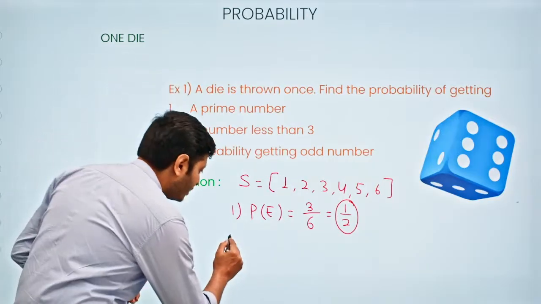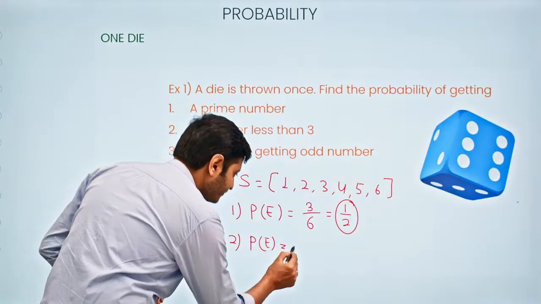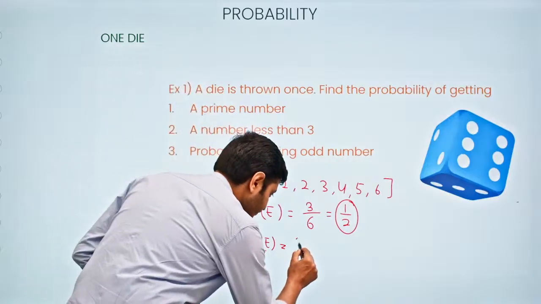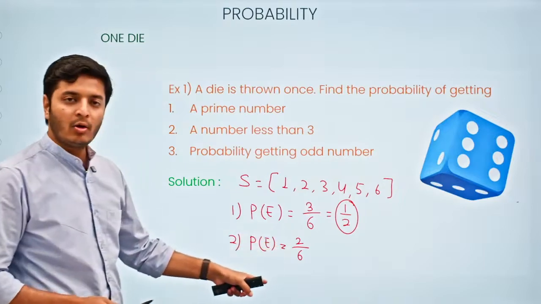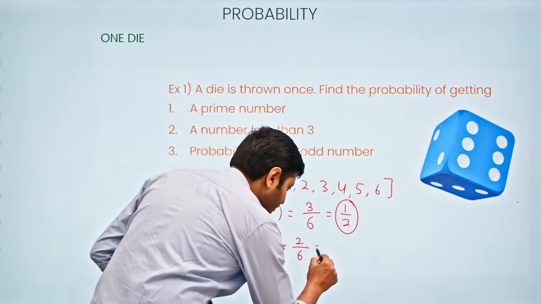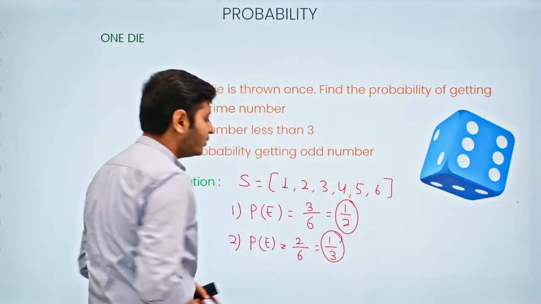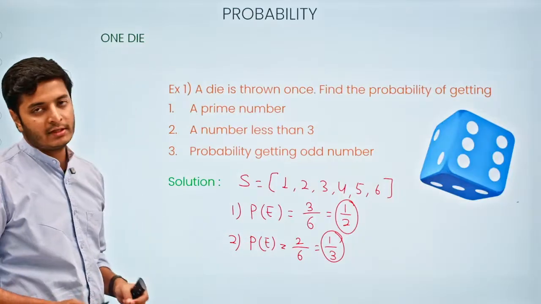So for the second part, the probability of this event is total number of favorable outcomes 2, 1 and 2, out of total 6 outcomes. Again, there is one common factor, that is 2. So we are going to write it like this. So the probability of this event, or the answer to the second part, is 1 by 3.